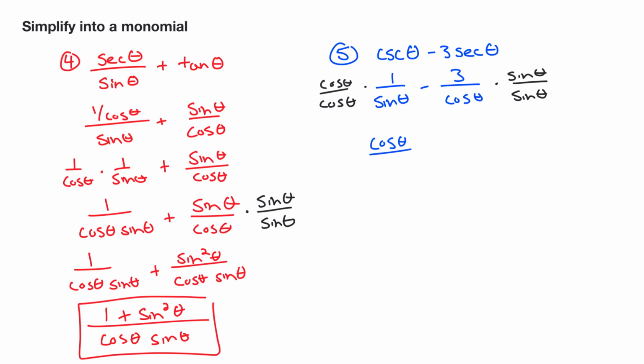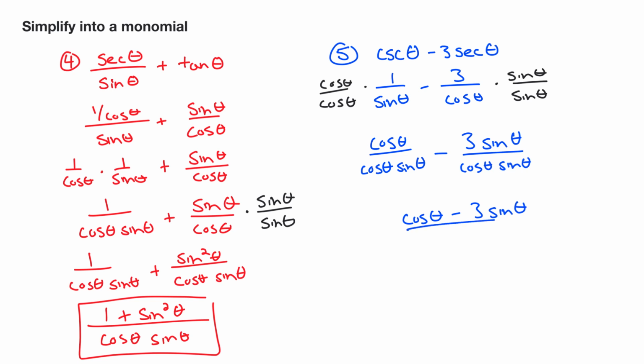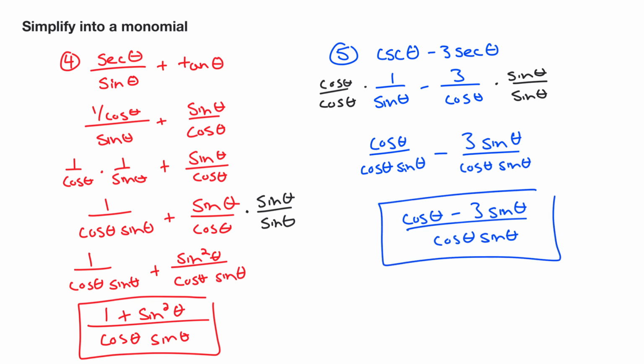cosine of theta over cosine of theta sine of theta, minus 3 sine of theta over cos of theta sine of theta. Now that the denominators are the same, I can simply combine the numerators together through, in this case, subtraction. This is cosine of theta minus 3 sine of theta, all divided by cos theta sine theta. And that is our solution.